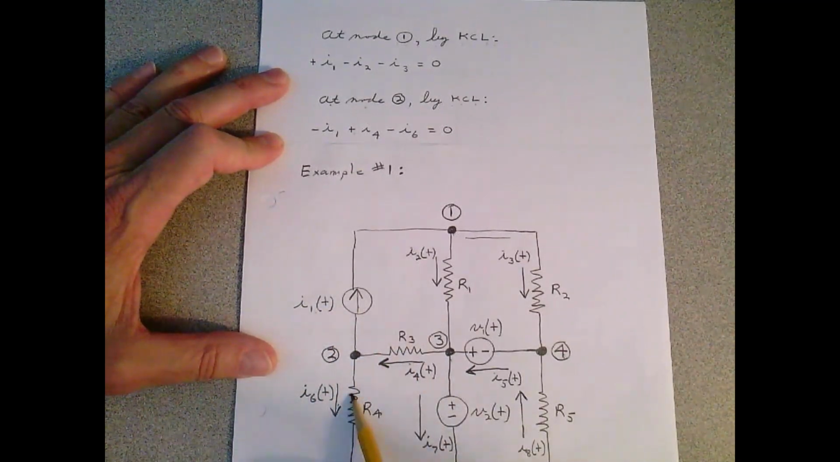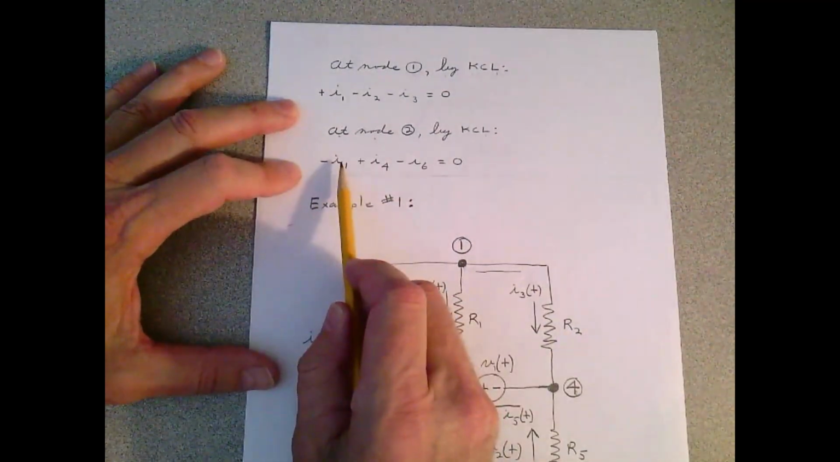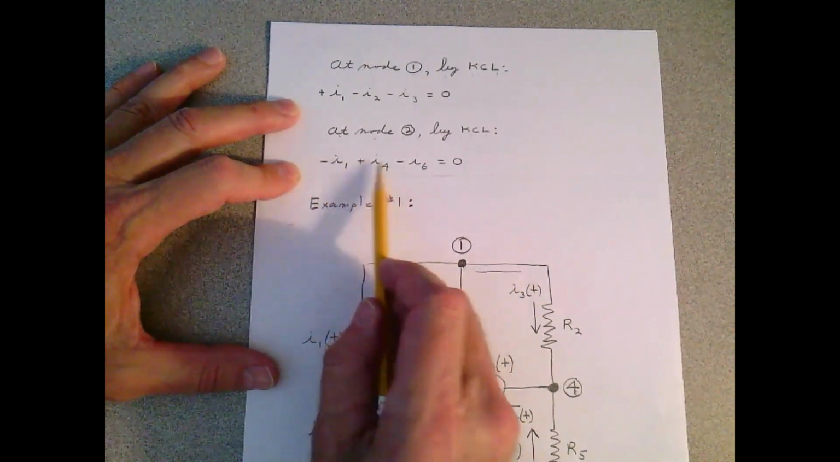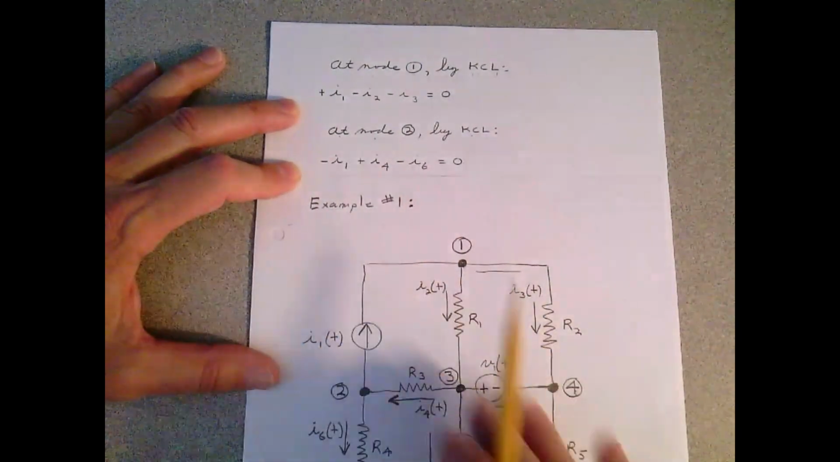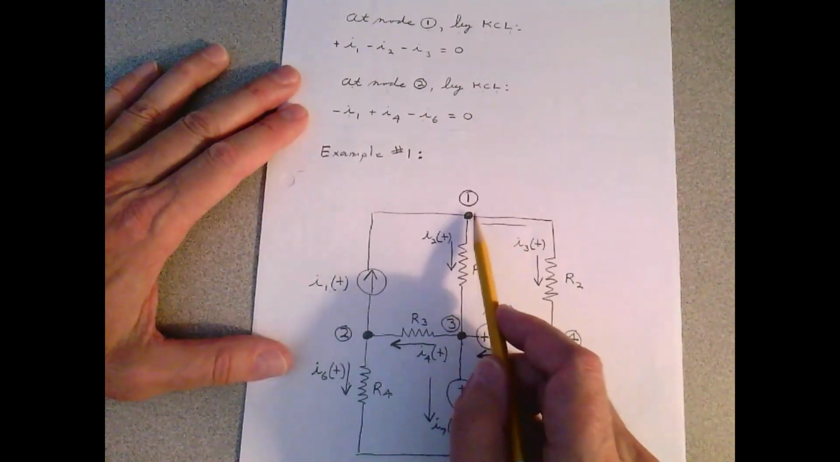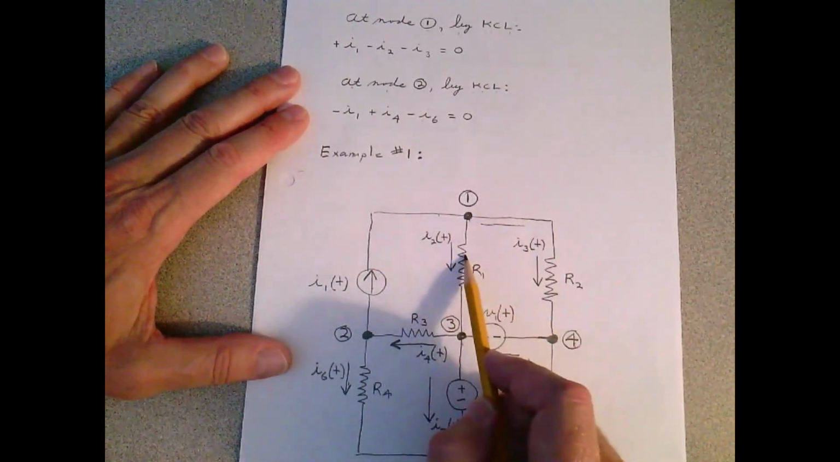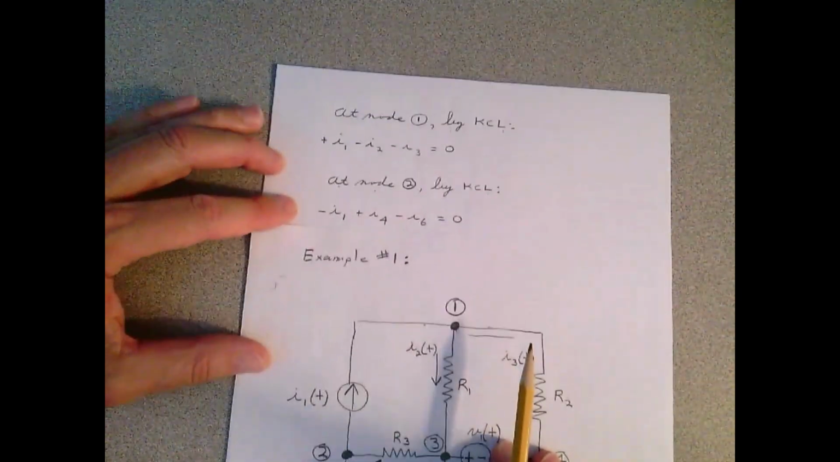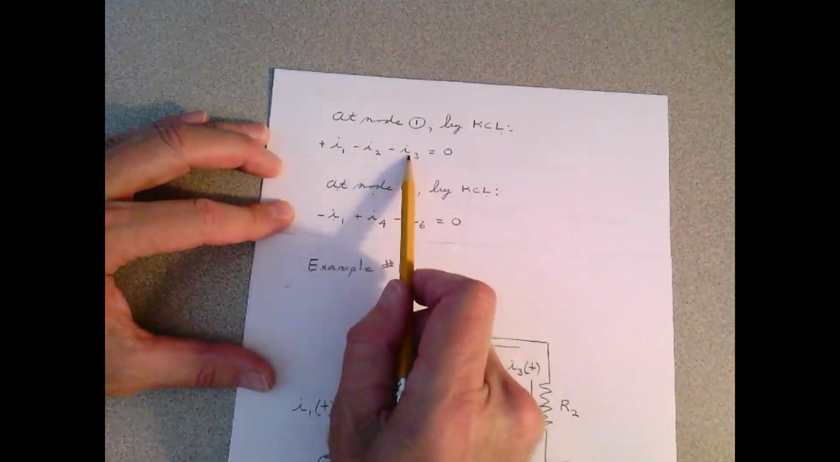1, 2, 3. So you better have three currents represented, so you don't miss any. That's a good check. Let's look up here. How many currents? 1, 2, 3. And there they are.